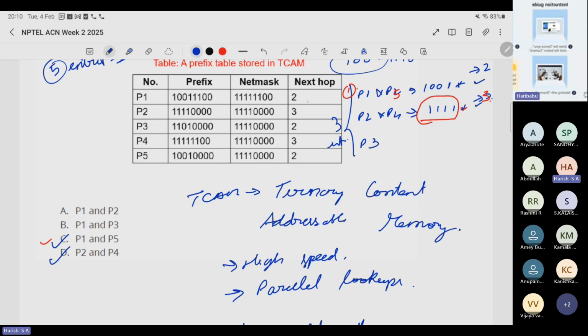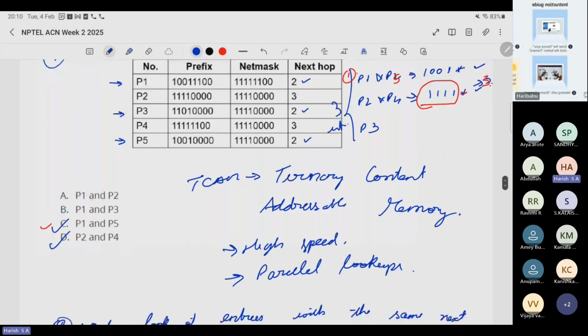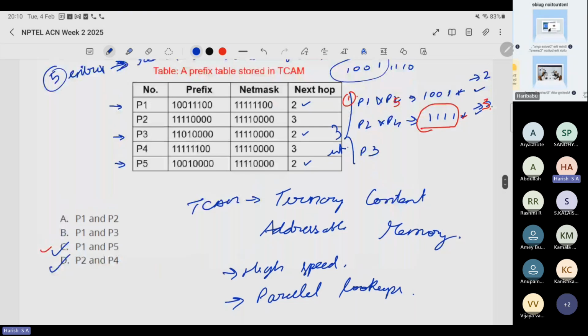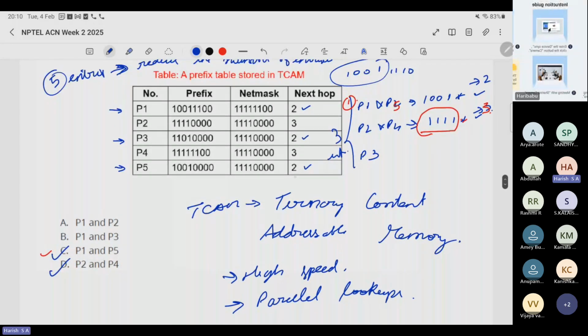First, we are looking at P1, P3, and P5. Why? Because the next hop is 2, 2, 2. Correct? So far, so good. This is clear. Next, among these 3 entries, we are seeing what is the longest common subsequence. What is common among P1, P3, and P5?